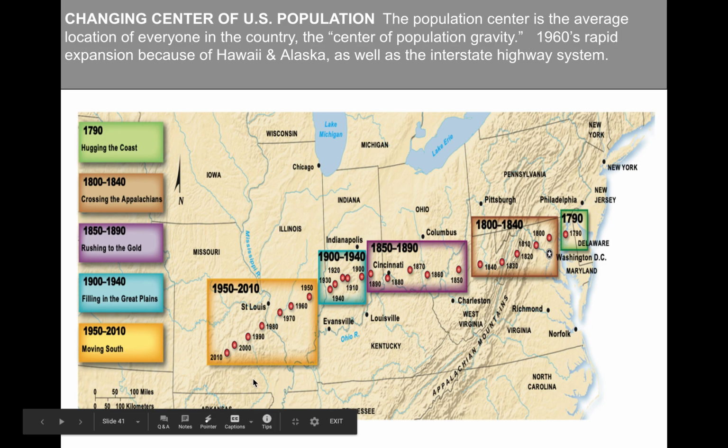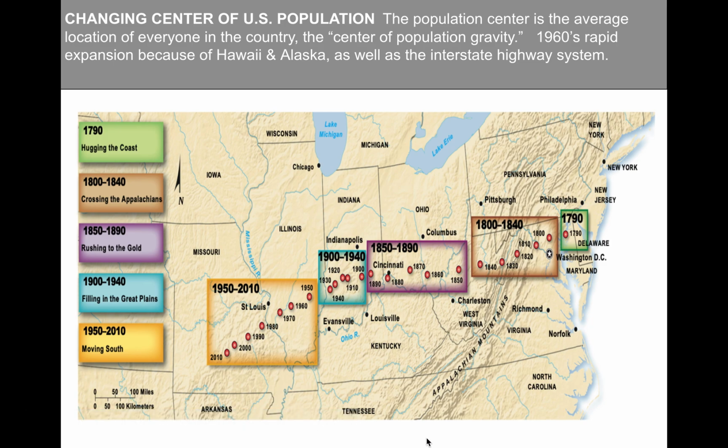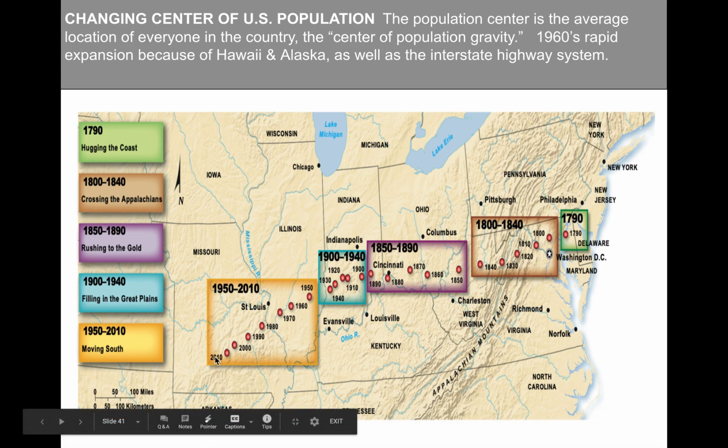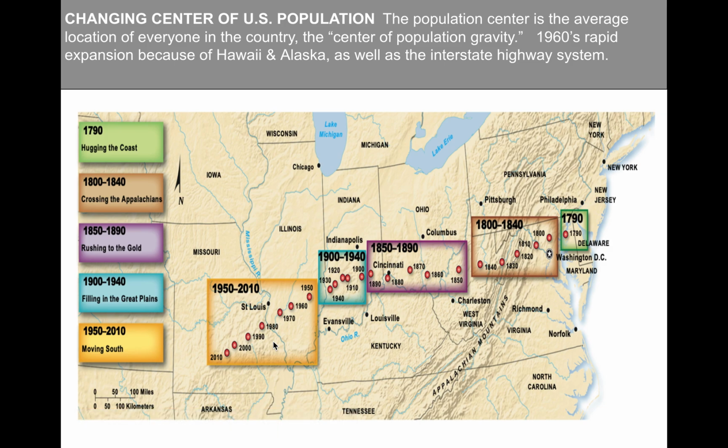And this shows you our population center as it's shifted throughout this span from 1790 to 2010. And again, it shifted west, and now it's starting to shift south. So that tells us half of the population lives to the eastern side of that point, and half the population lives to the western side of that point.